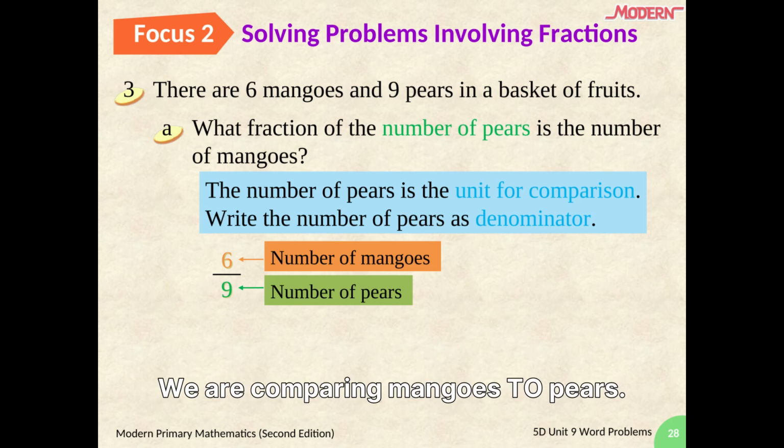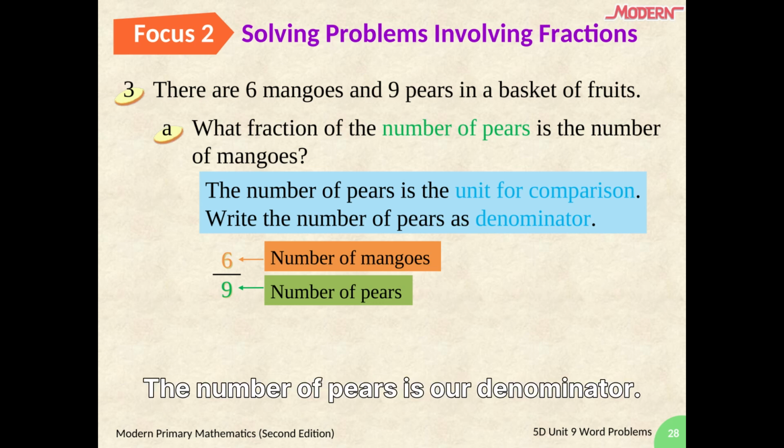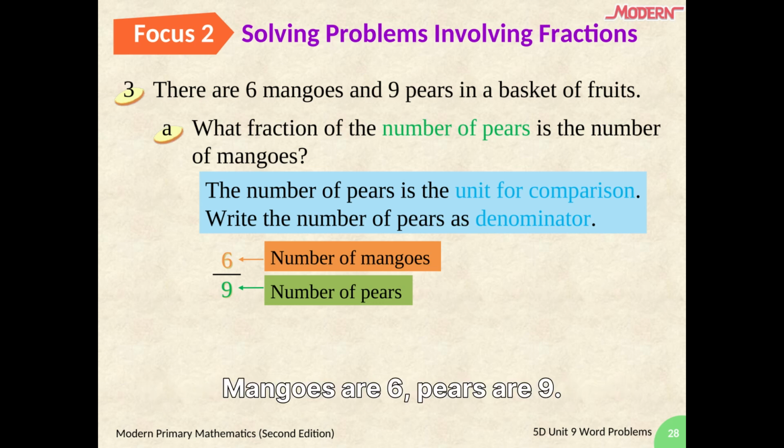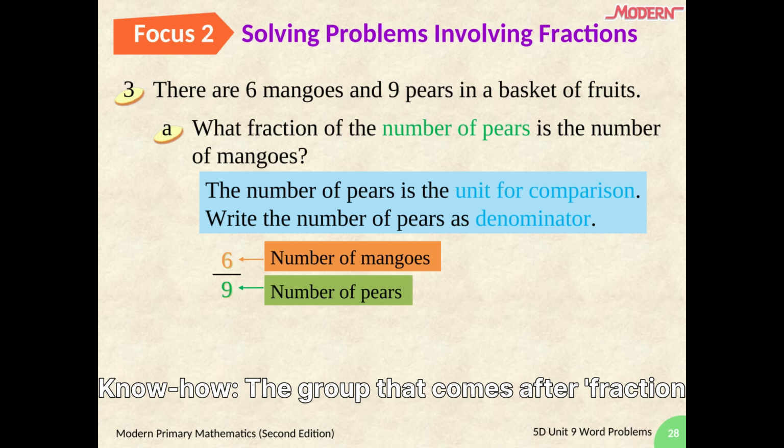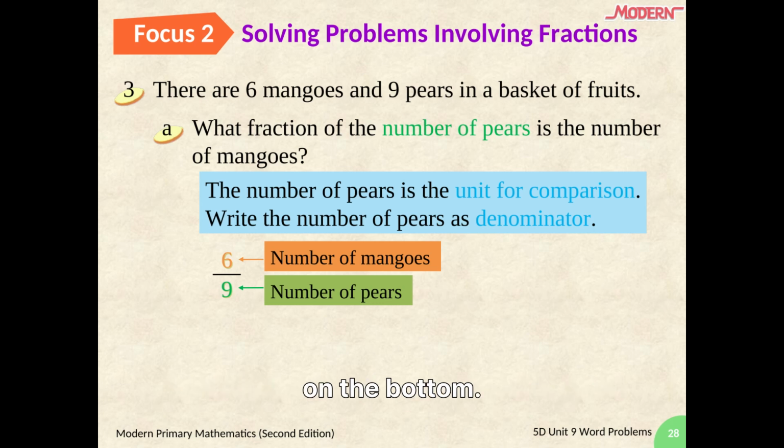We are comparing mangoes to pears. This means pears are our unit for comparison. The number of pears is our denominator. Mangoes are 6, pears are 9. So the fraction is 6 over 9. See how the pears sit at the bottom? Know-how. The group that comes after 'fraction of the' is usually your denominator. Pears followed that phrase, so 9 goes on the bottom.